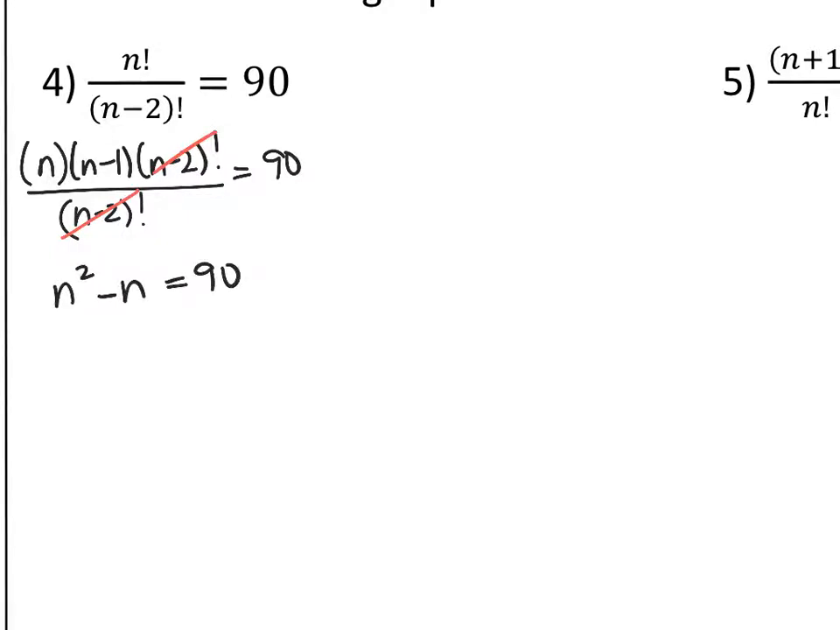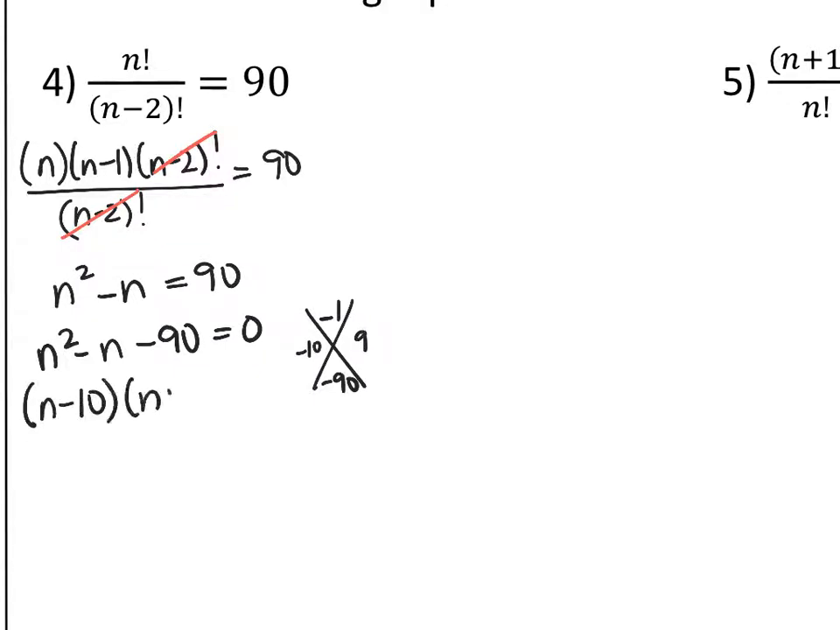Well, when I have a quadratic, I know that I need to, going back to your foundations, move everything to one side. So I'm going to subtract 90 equals 0, and then we factor it. So I have a sum of minus 1 and a product of minus 90. So my two numbers there are going to be minus 10 and positive 9. So my factors are n minus 10 and n plus 9.